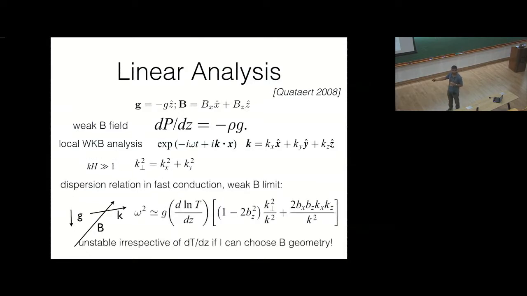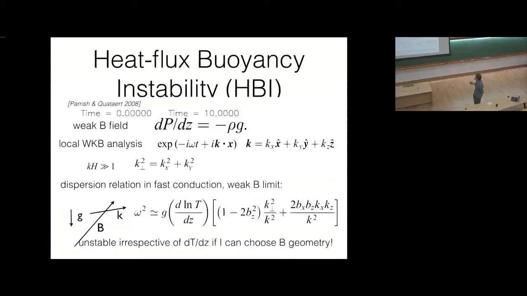So this is the dispersion relation in the limit that I'm interested in. If my dT/dz is negative, and if my Bz is 0, omega squared is negative, so I have an instability. If my dT/dz is positive, and if I choose my Bz to be vertical, field line to be vertical, I again have an instability. So what I'm trying to say is, irrespective of your temperature gradient, if you're allowed to choose magnetic field directions, you have an instability.